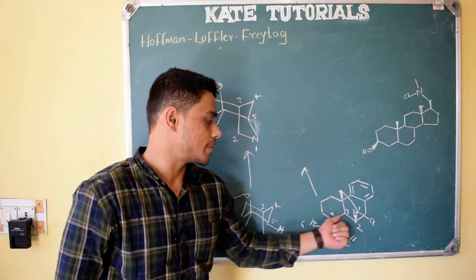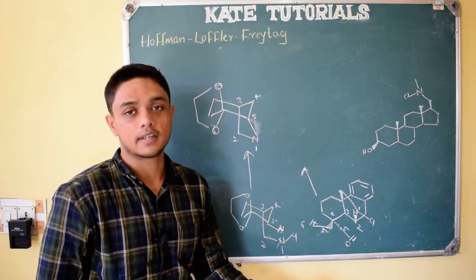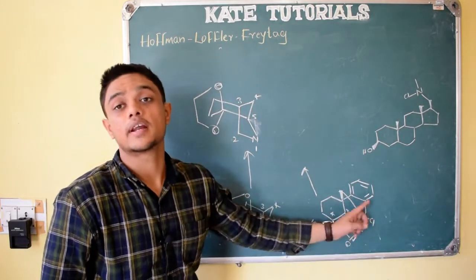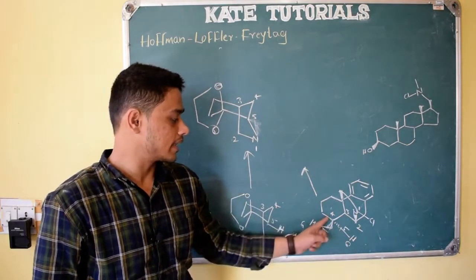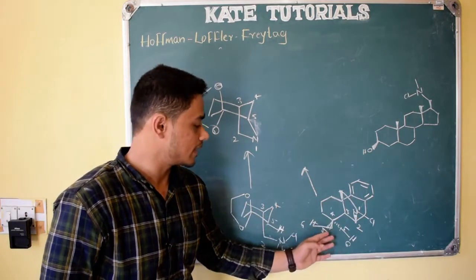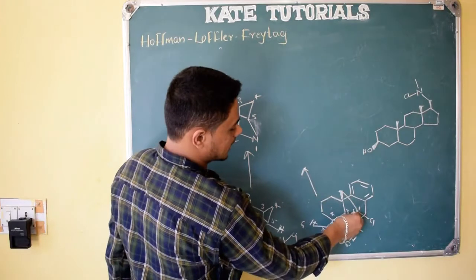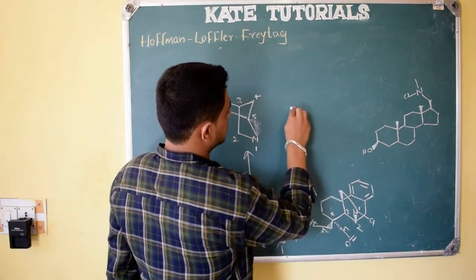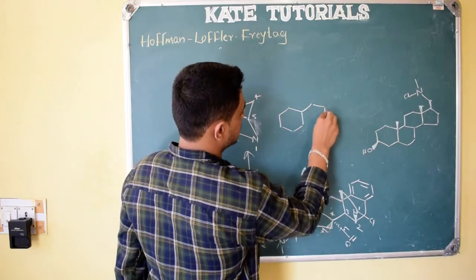Then it will form a 5-membered ring with the one above only. It can't form from below because it is above. If it is below, the distance will be very long for this carbon and hydrogen. But here it can easily form. So if the nitrogen is above the plane, this carbon should also be above the plane. So it will form a ring-like structure here. Like this I can also show it. A 5-membered ring will form here also.